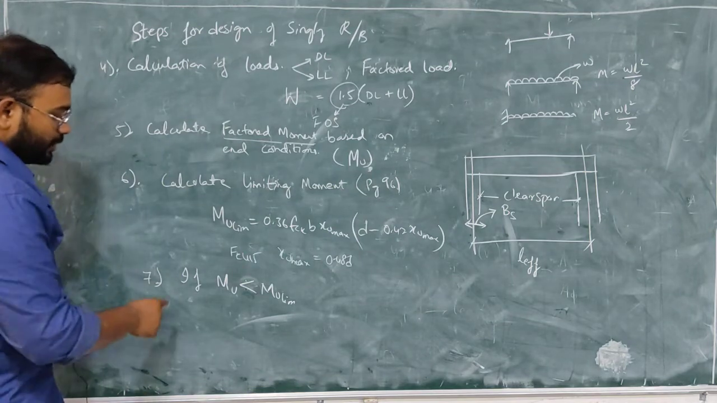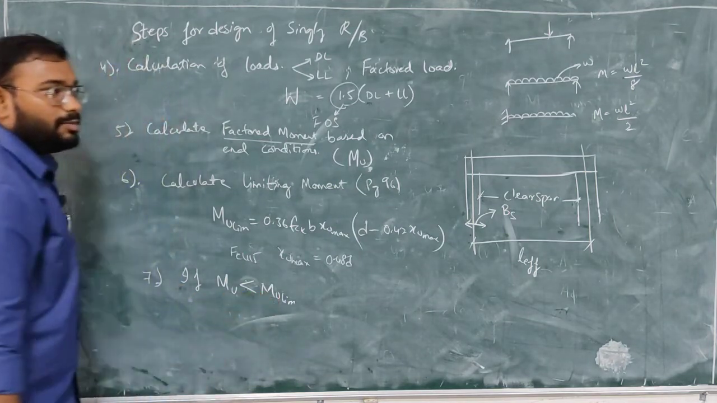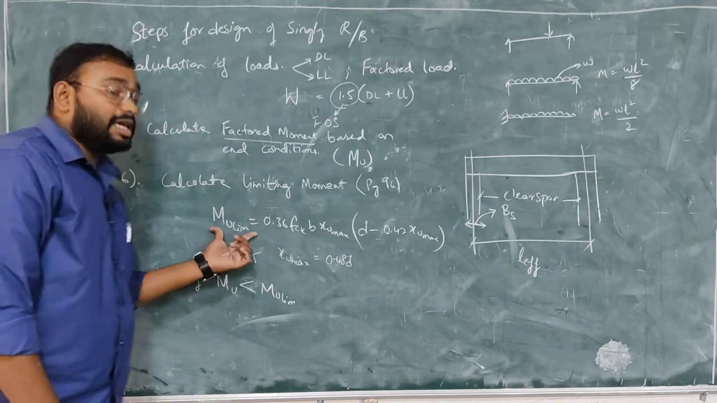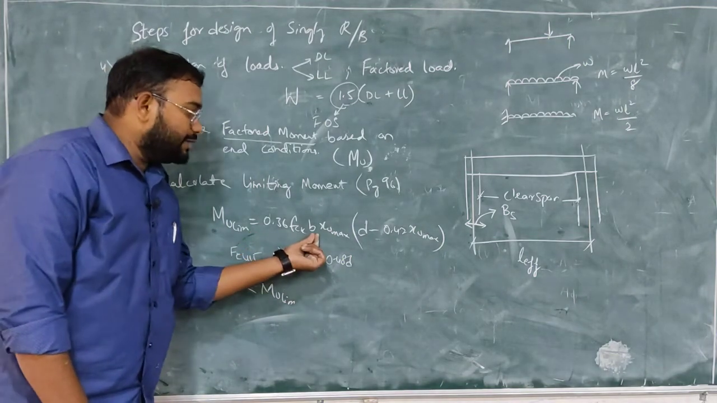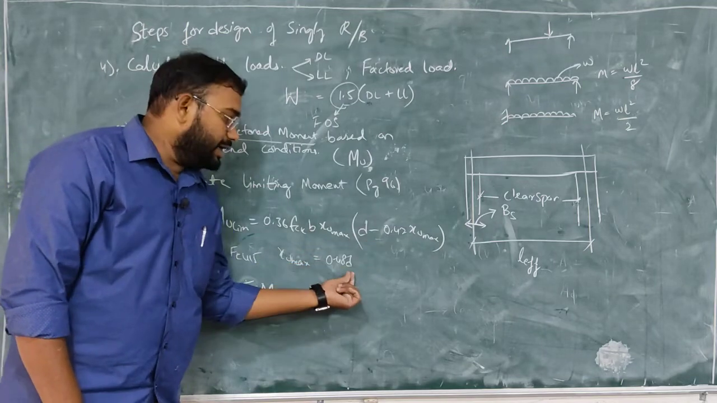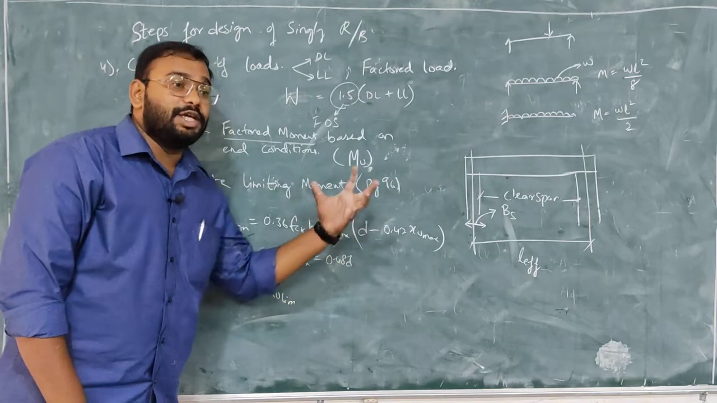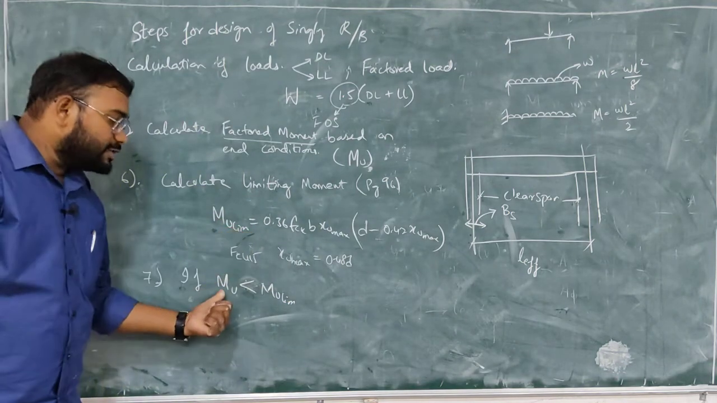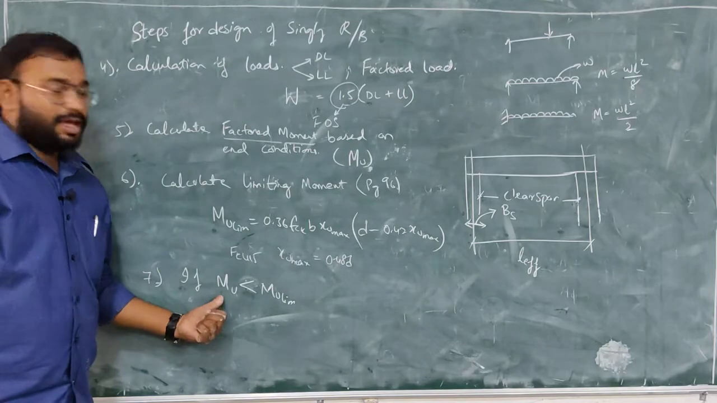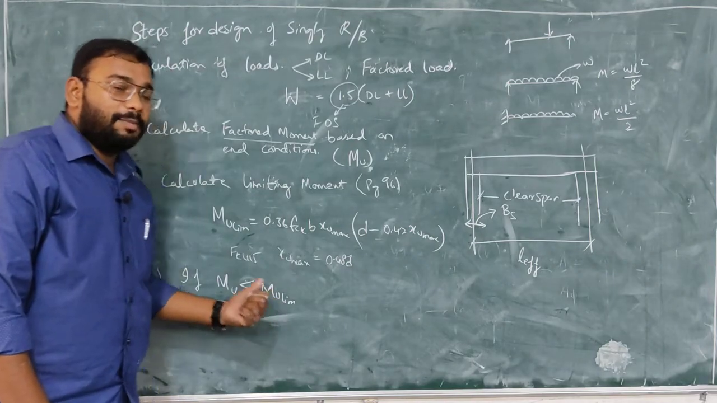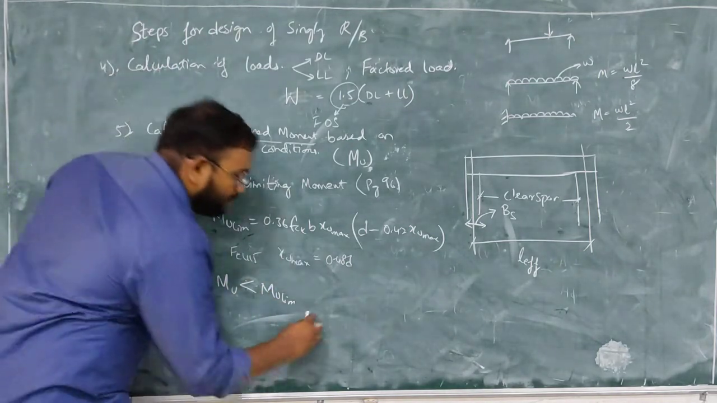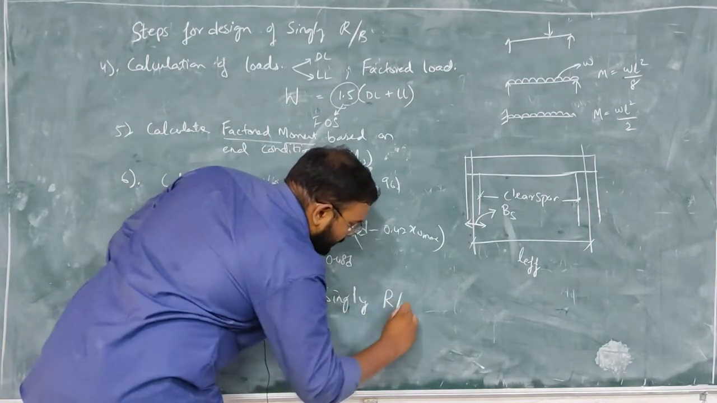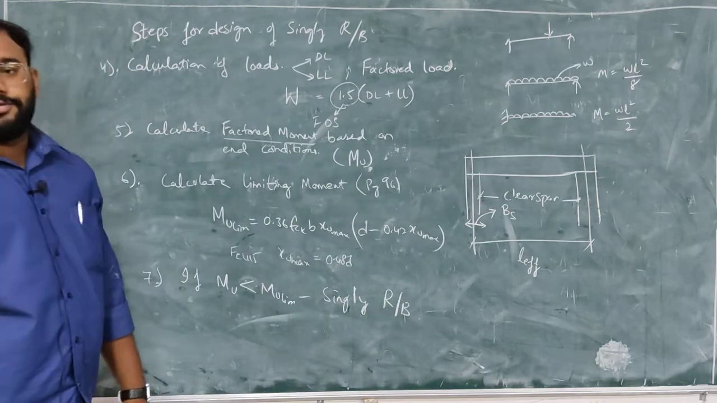So if Mu is less than Mu lim, what does this mean? This will give me the capacity of section. See here, it involves B and D. So this gives the capacity of section for the given dimension. Now this is the applied load. If the capacity of section is more, the applied load is less. This type of beam is called a singly reinforced beam.